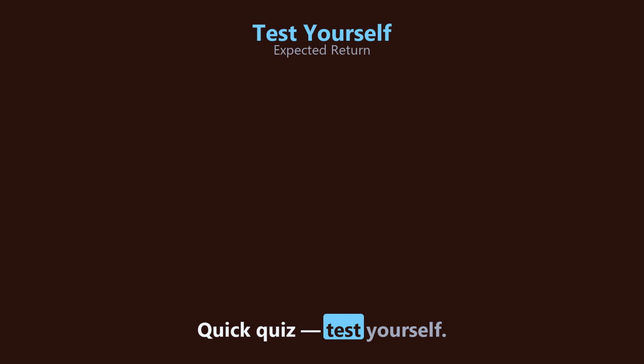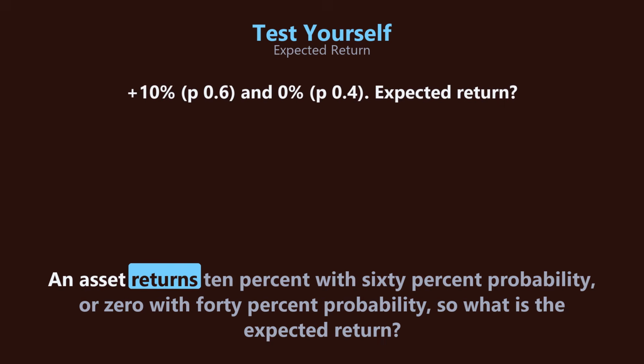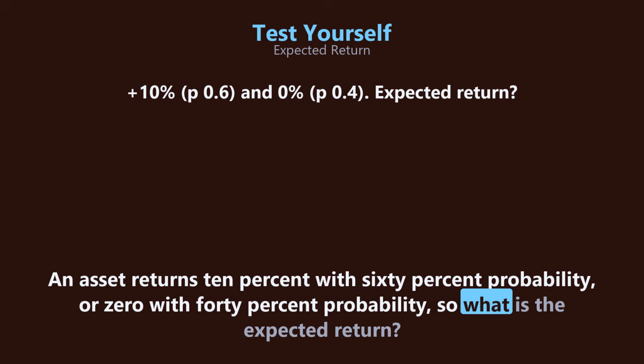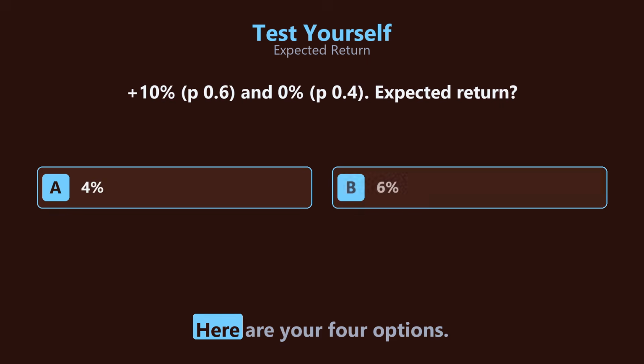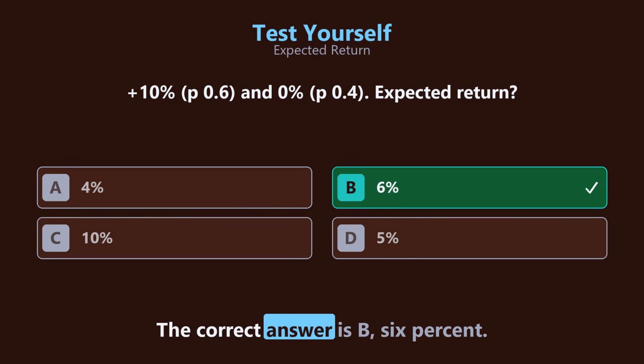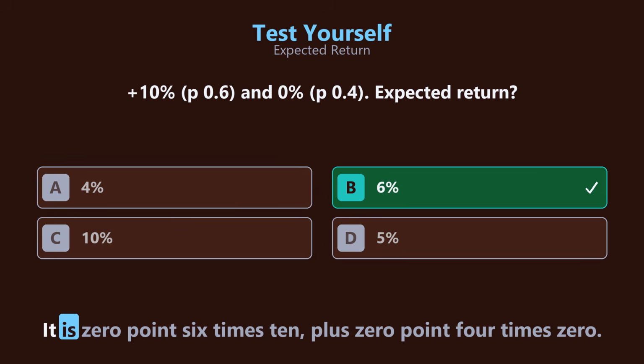Quick quiz, test yourself. An asset returns 10% with 60% probability, or 0 with 40% probability, so what is the expected return? Here are your 4 options. Pause the video and solve it now. The correct answer is B, 6%. It is 0.6 times 10, plus 0.4 times 0.